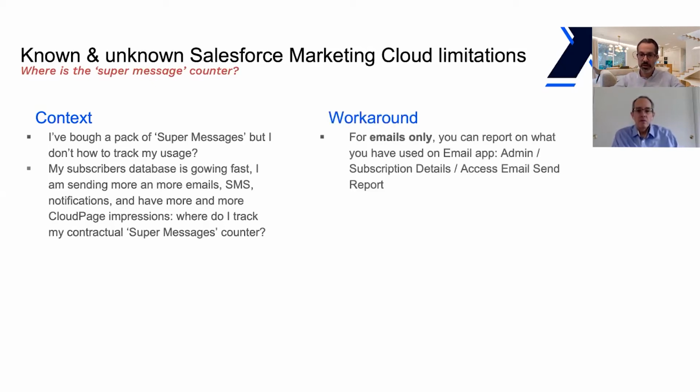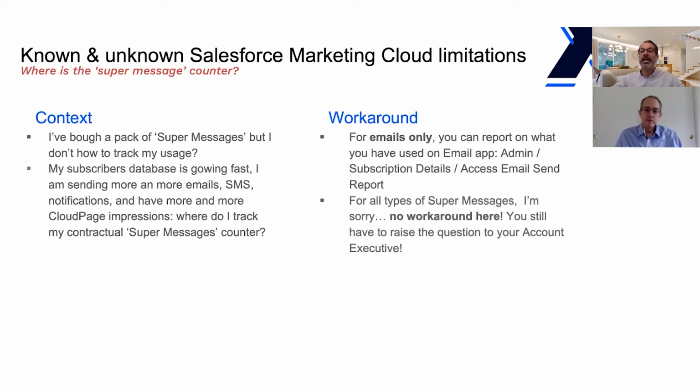So, workaround: if you're using only email as a channel, you can just run a report, and you will see how many emails you've sent. So you know how many super messages you bought, and you will see where you are. But if you're also using SMS, push notifications, and cloud page impressions, there is no workaround. You have to raise the question to your account executive, and they will give you the answer.